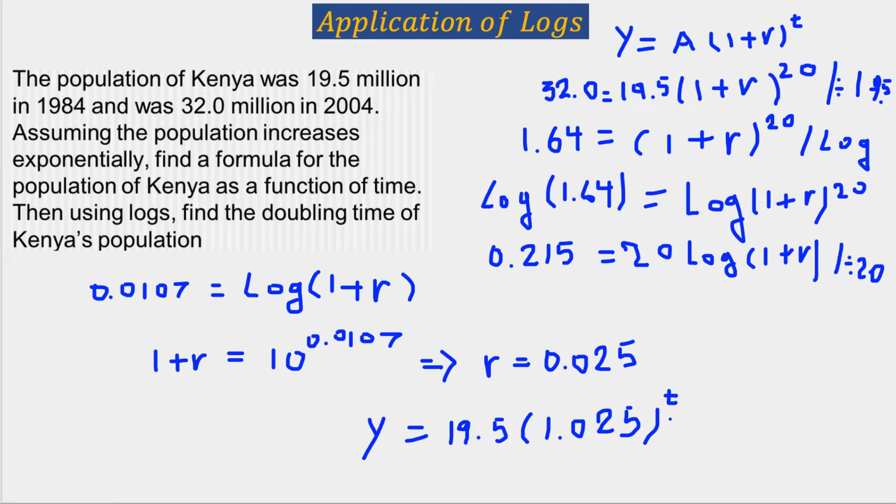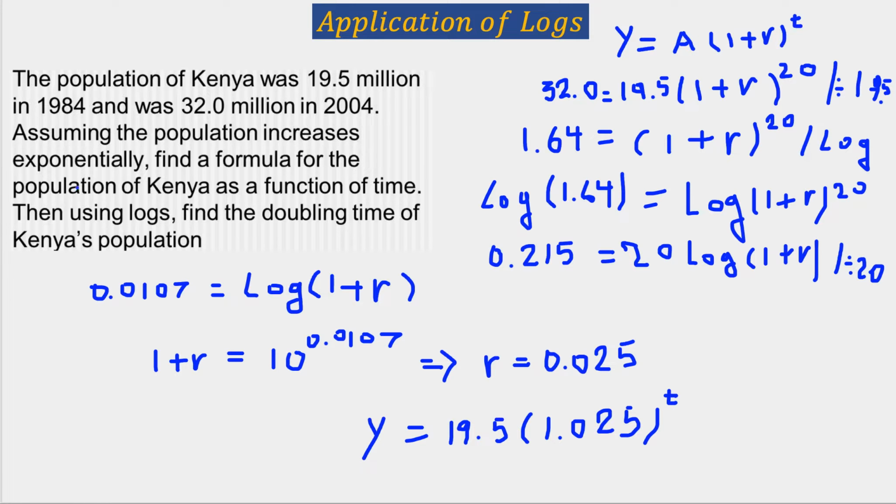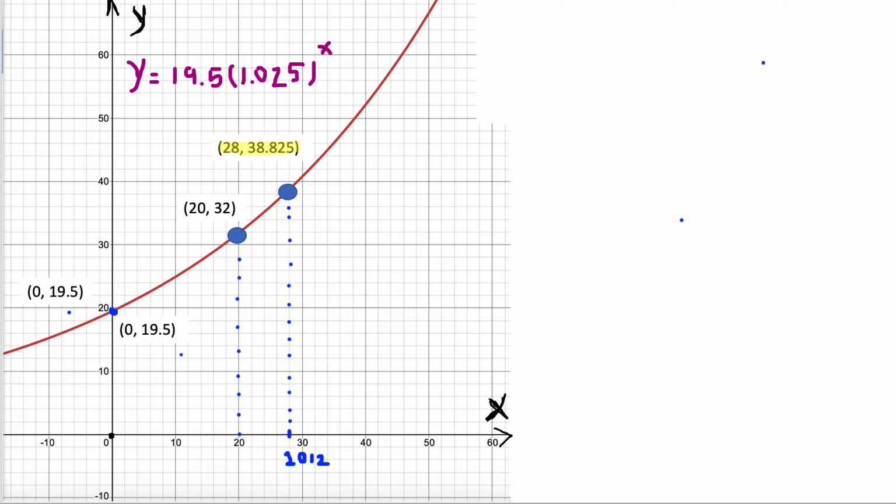If the population grows exponentially with this equation, then we can find out how much the population is going to be after 100 years or 50 years or whatever we want to know. And the graph of the function is going to look similar to this function here. And for example, what we are looking at next, it says, then using logs to find the doubling time of Kenya's population. They want to find when the population is going to double, which year it is going to double.